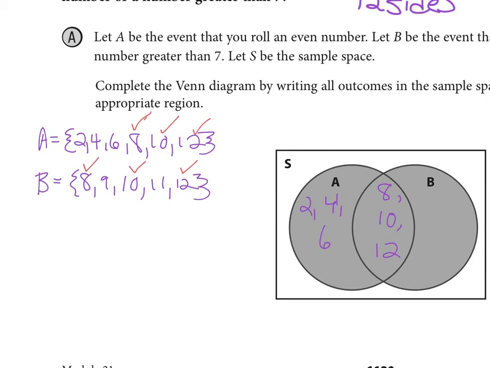And then in circle B will be the rest of the numbers from set B that are not already in the overlap. So that's 9 and 11. Filling in the rest of the sample space, which is not in either of those events, we have 1, 3, 5, and 7, which is outside of both circles. Okay, so let's go over to page 1120, the facing page here.